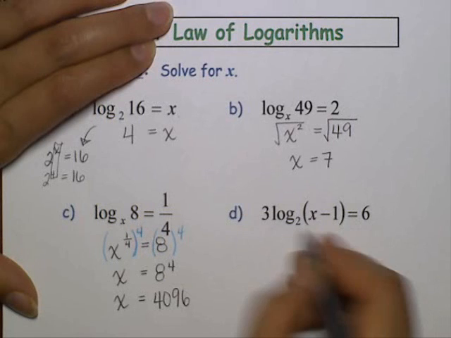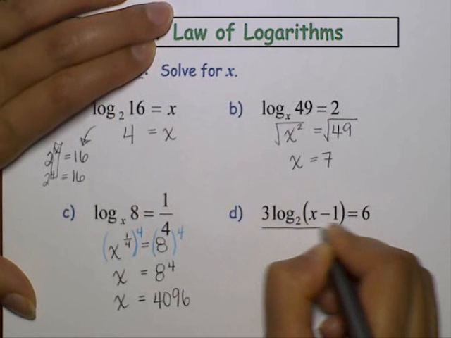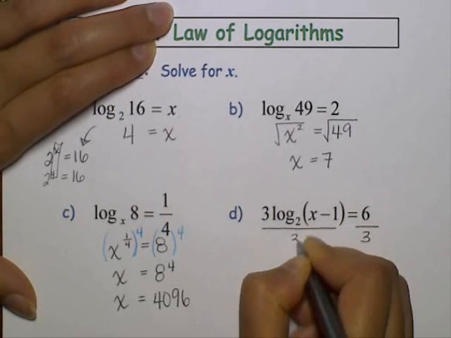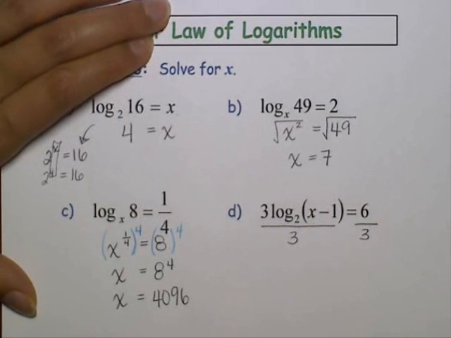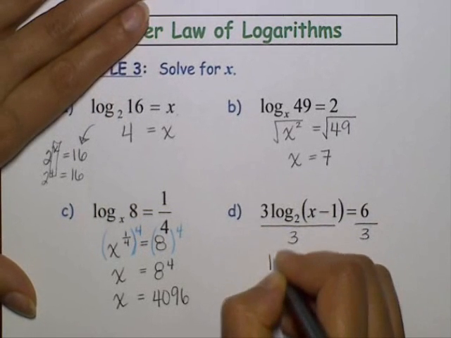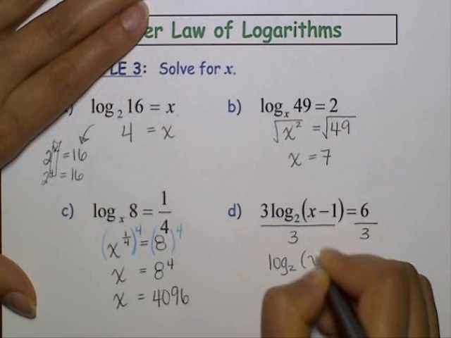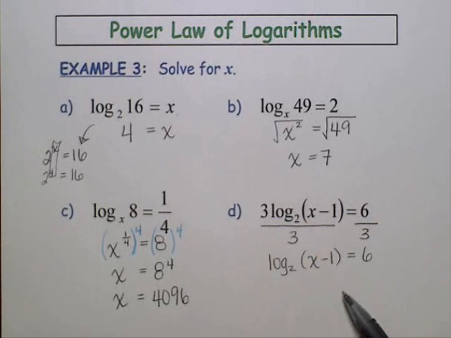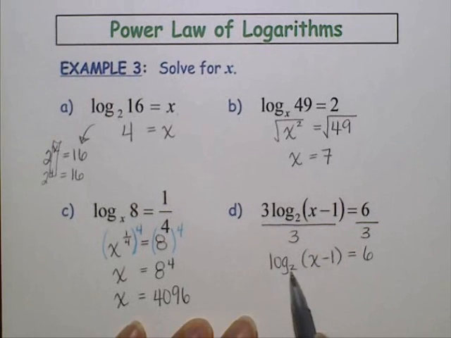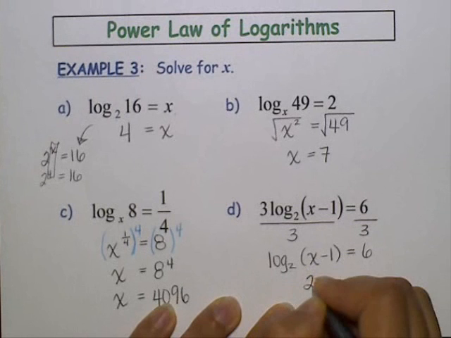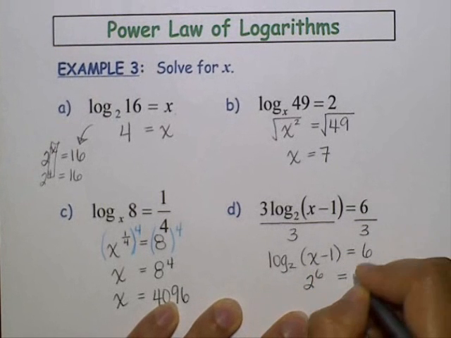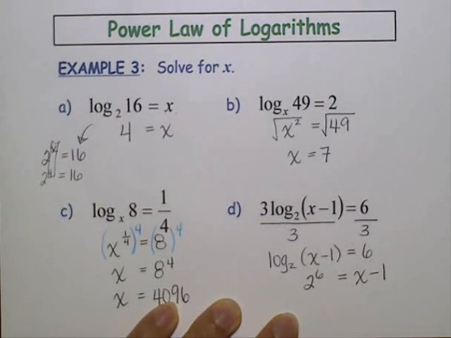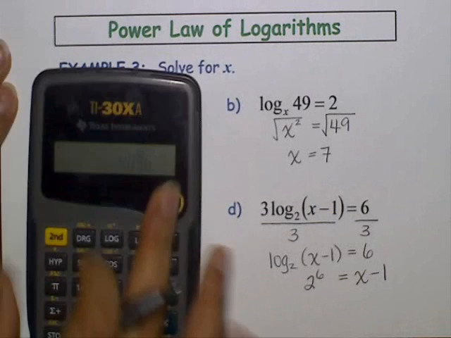So first thing I need to do is eliminate the 3 at the front. So I'm going to divide both sides by 3 since the operation right now is multiplication. And I get log base 2 of x minus 1 is equal to 6. Now, at this point, what this means is this base to that exponent, so 2 to the exponent 6, gives me an answer of x minus 1. So if I use that and rewrite it in exponential form, I can actually solve for x.